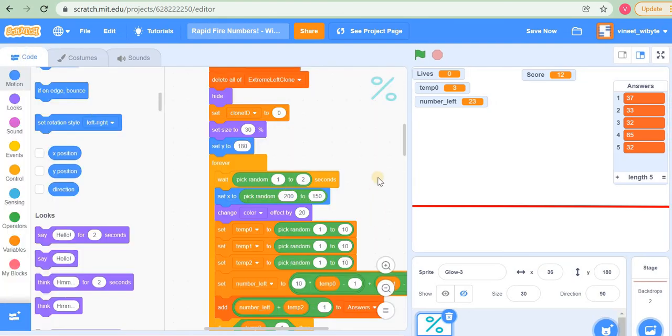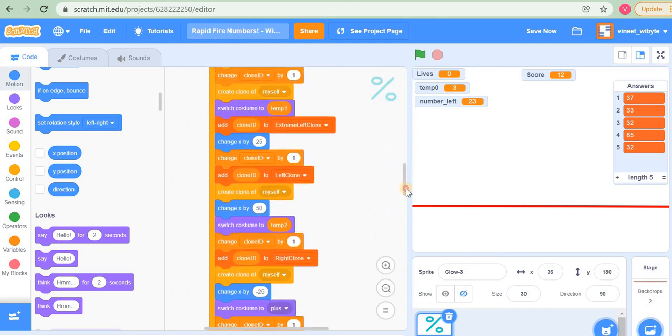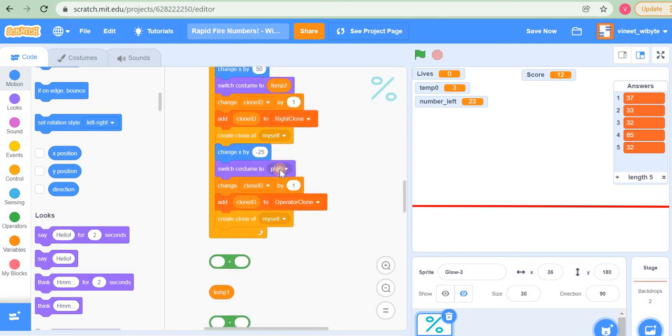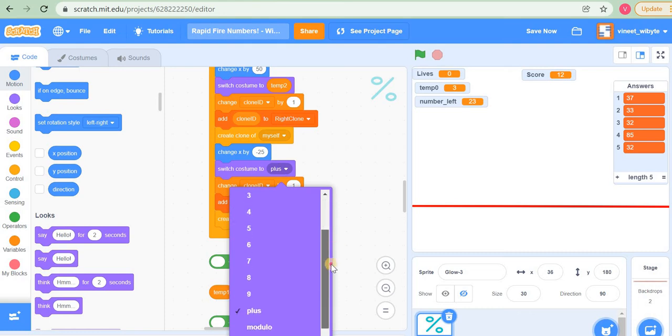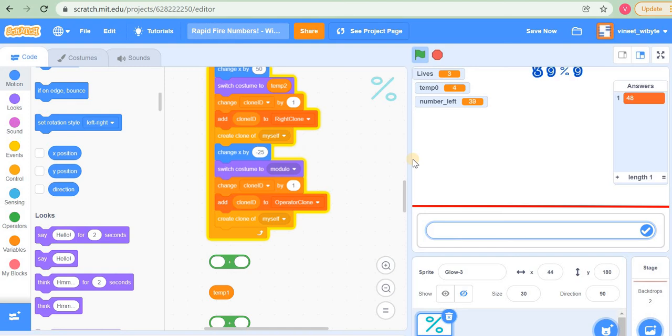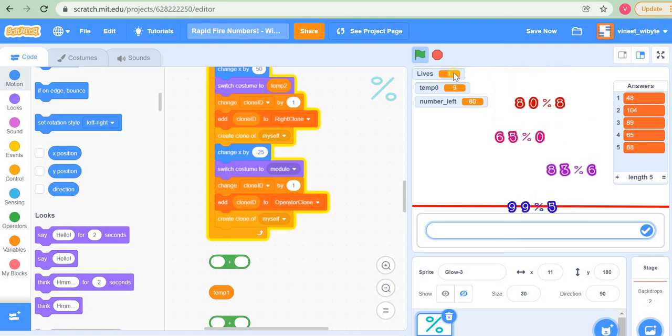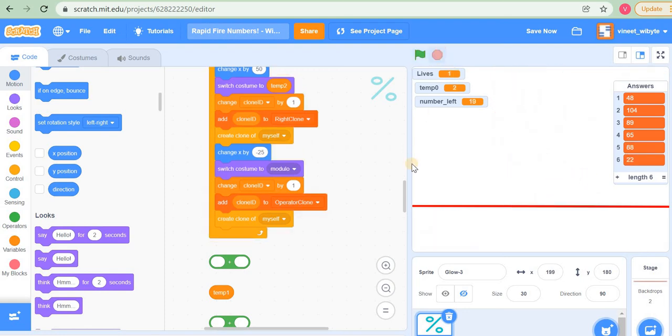Now I go in here. Remember, the operator clone is what I have to change, right? So instead of giving a plus here, I will say is a plus, do a modulo, right? So let's just see this working. I expect the costume to have changed. So notice now we get 39 modulo 9, 99 modulo 5, 83 modulo 6, 65 modulo 0, and so on and so forth, right? So like I said, we have done this.